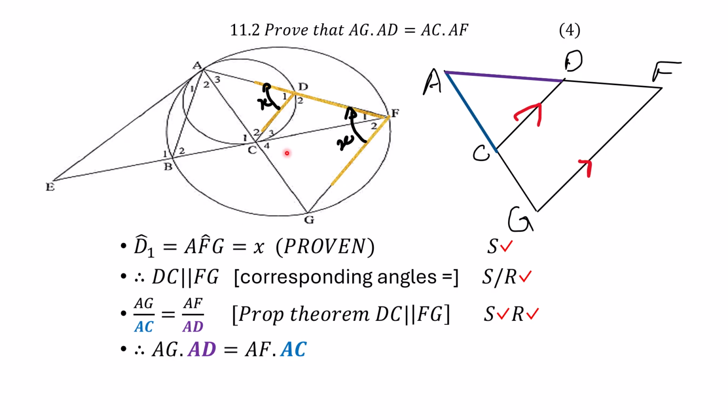So 1 mark for the statement there, that D1 equals AF, X proven. Right, 1 mark for the fact that they are parallel. 2 marks for writing out the sides that are in proportion using prop theorem, and then just cross multiplying, no mark. Right, now let's go to the third problem, which is similarity.